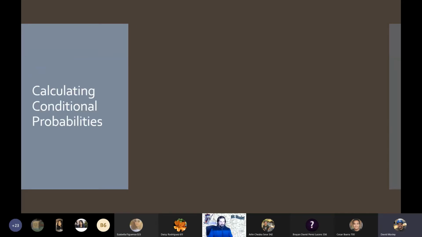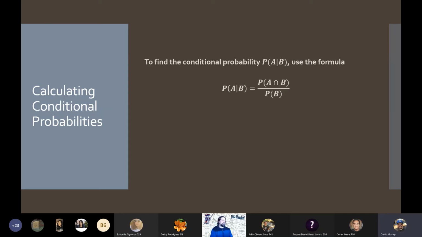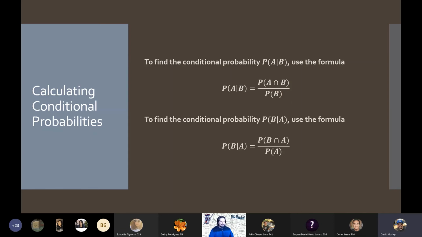So now, here's our general rule. To find the conditional probability of A given B, use the formula: probability of A given B is equal to the probability of A and B, or A intersect B, divided by probability of B. If it's switched, to find the conditional probability of B given A, we're going to use the formula: probability of B given A is equal to the probability of B and A divided by the probability of A.